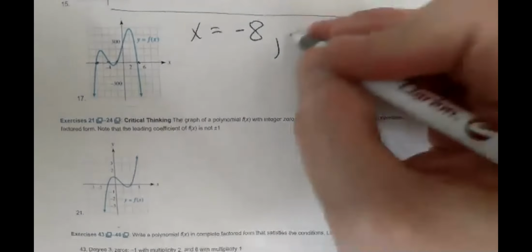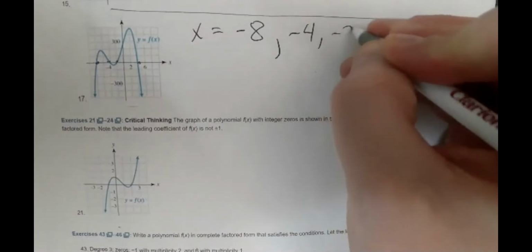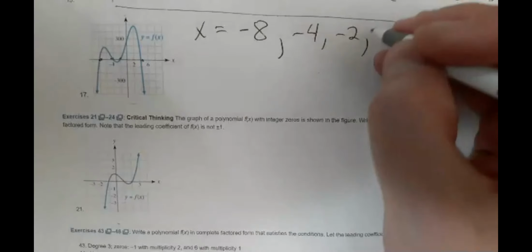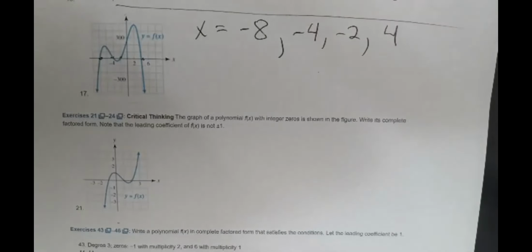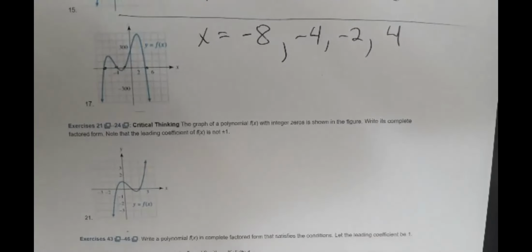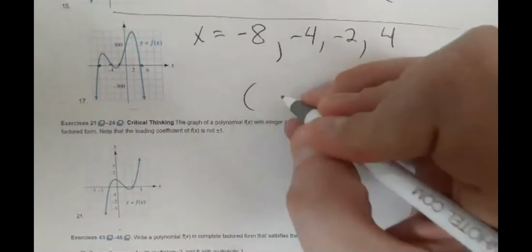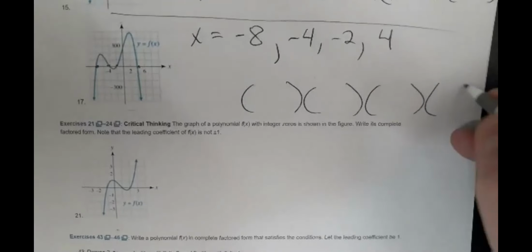How many zeros does this thing have? You should be giving me 4 numbers, right? I believe these are the 4 numbers we're getting off of this graph. So if you can give me the zeros, then the next thing is, can you give me the factors? So 1, 2, 3, 4.